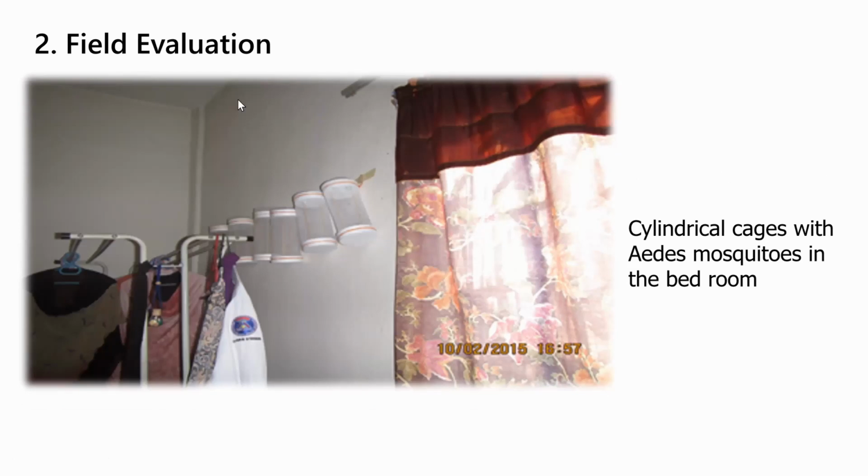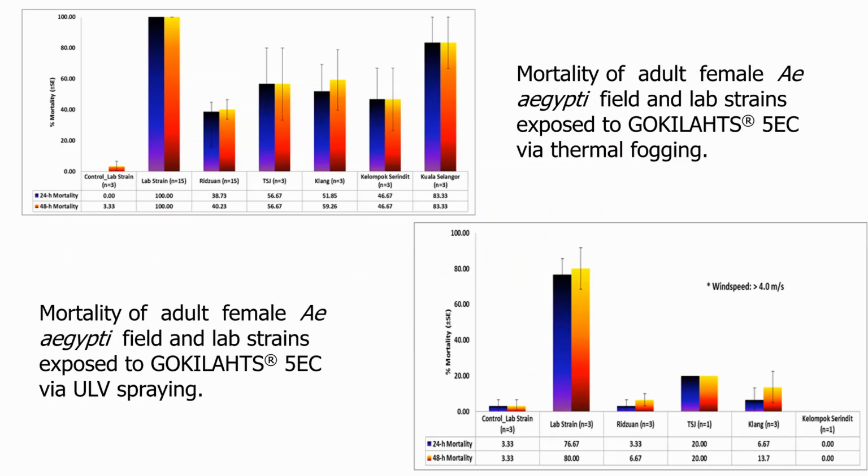And you can see these cages here with mosquitoes. The operational data shows that resistance has developed to the commercial formulation, and is more evident in ULV spraying than the thermal fogging. It's very clear here. This is thermal fogging. The mortality is around 60% and below. But if you see the ULV spray, you can see that the mortality is below 20%.